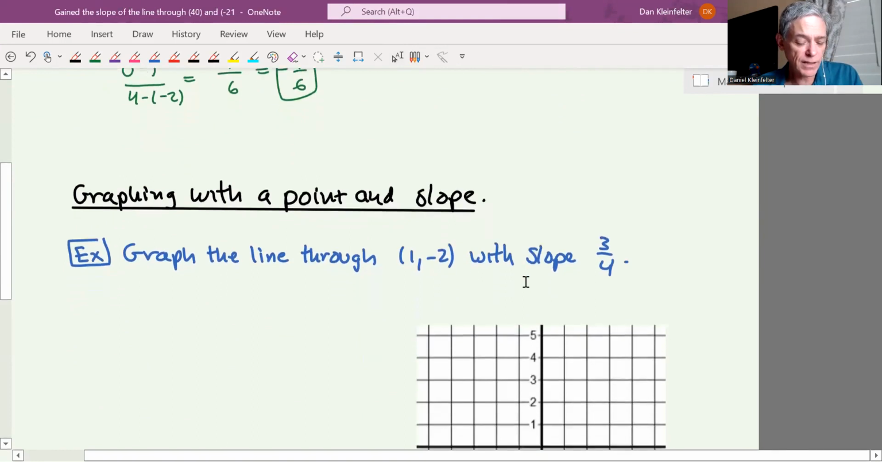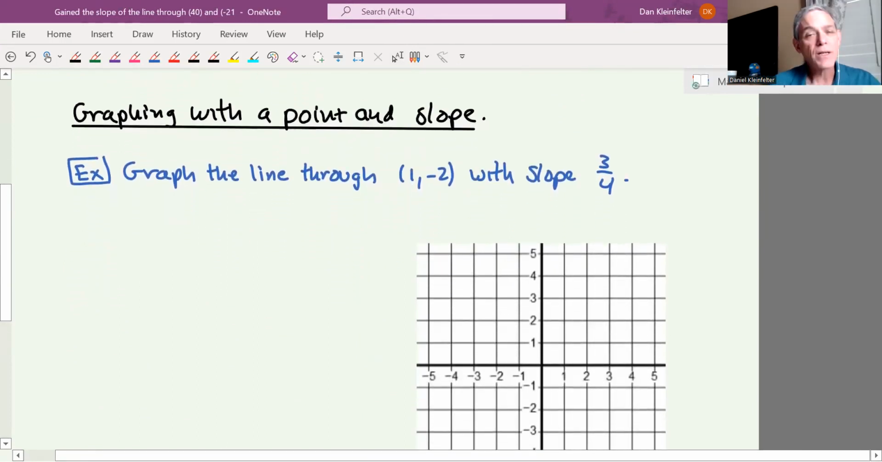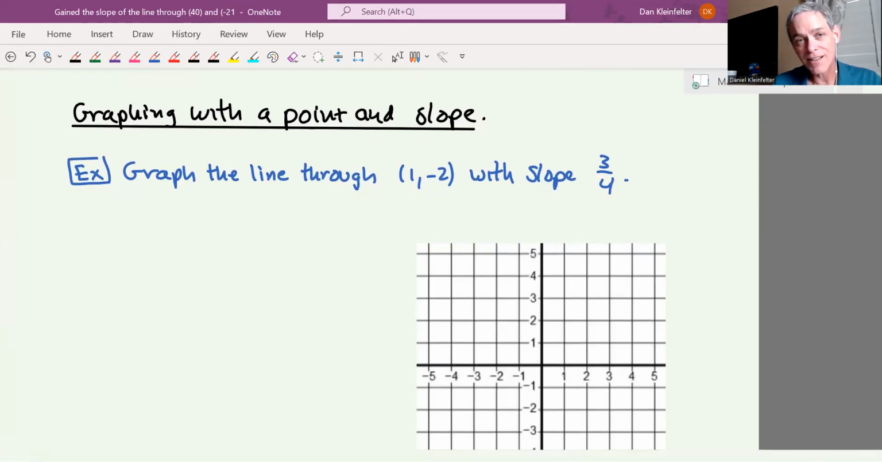Okay, the next thing we want to look at is how you graph a line if you're given a point and slope. We've seen how to graph a line using 2 points, such as a slope, a y-intercept and another y-intercept, or just any 2 points.